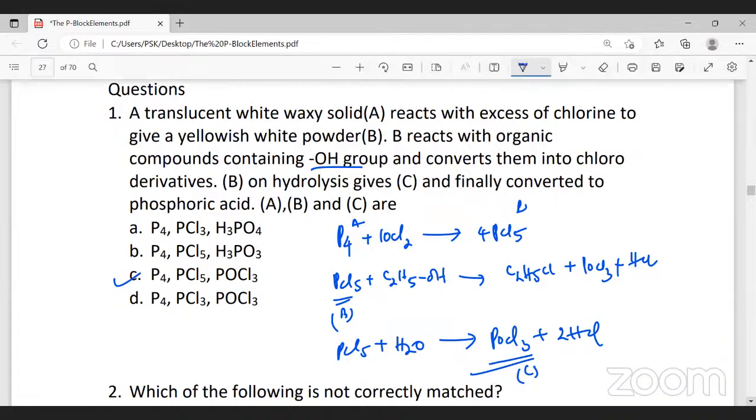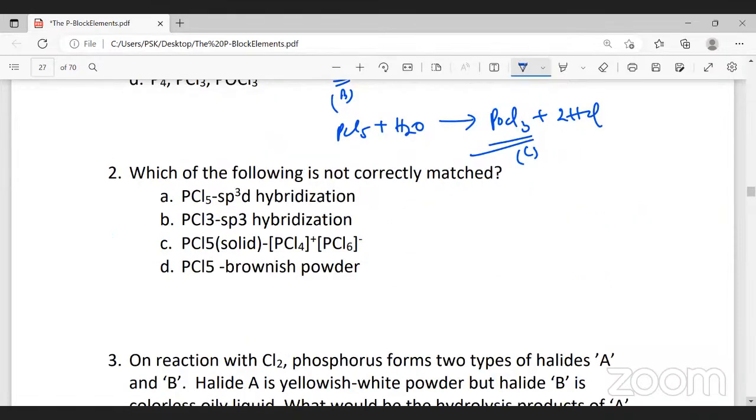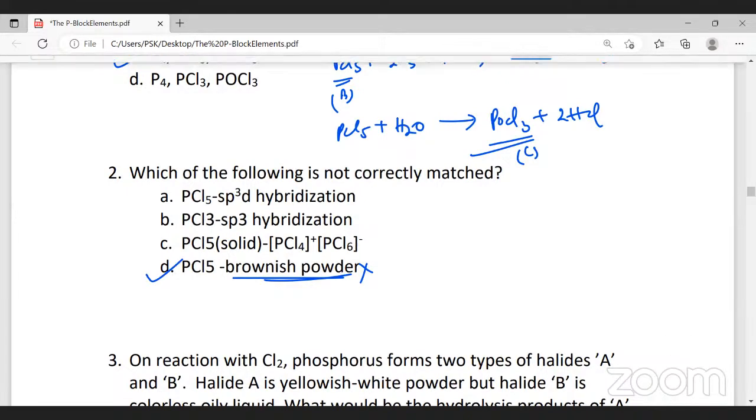Which of the following is not correctly matched? PCl5 is sp3d hybridized, PCl3 is sp3 hybridized, PCl5 is solid, PCl5 is a brownish powder. So this is wrongly matched. PCl5 is not a brownish powder. Hence, the answer is option D.